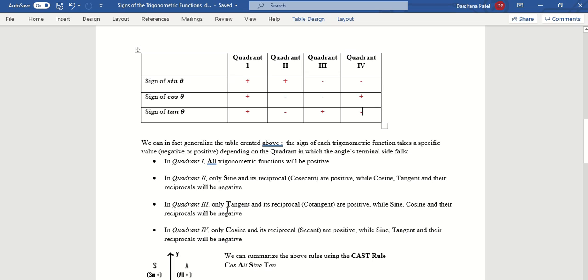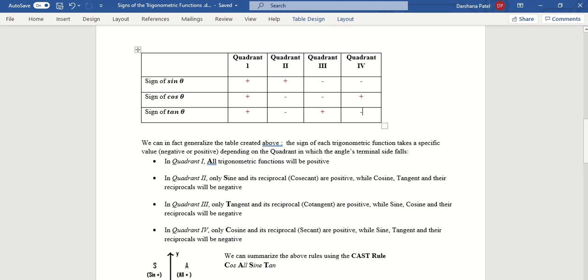In quadrant 3, tan theta is positive, so sine and cosine are negative, and reciprocal of tan, which is cot theta, will be positive, and reciprocal of sine and cos, which is cosecant and secant thetas, will also be negative. Lastly, in quadrant 4, cos theta is positive, meaning that reciprocal of that, which is secant theta, will be positive. All other 4 trigonometric ratios, sine, cosecant, cot and tan, will be negative.